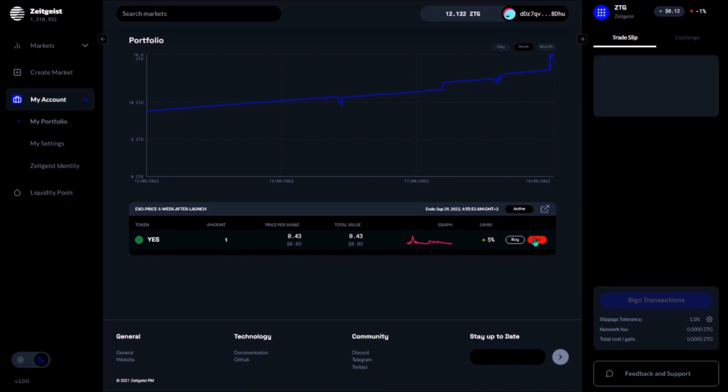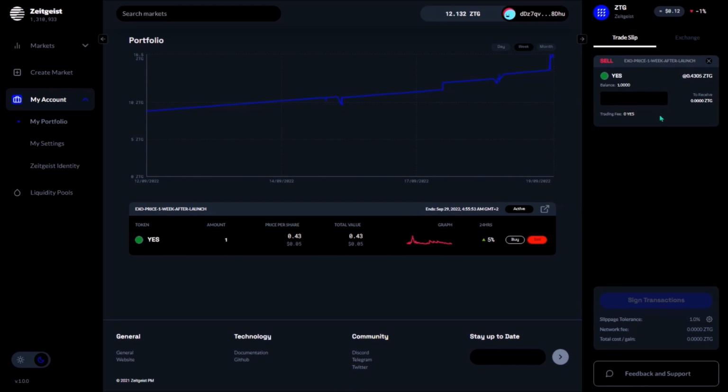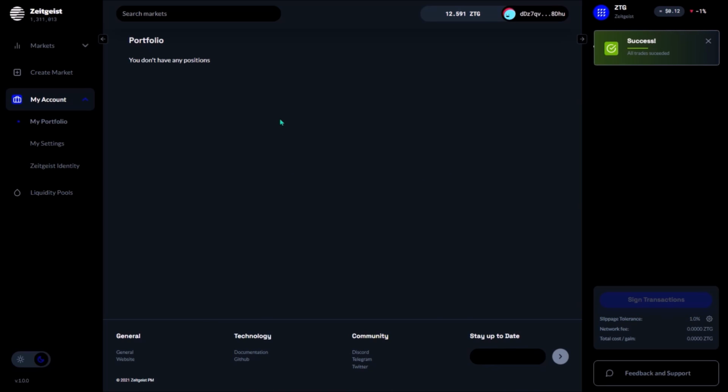I click sell, again this window appears. My balance is 1, so I can only sell 1. The current price of 1 token for which I'm selling in ZTG, and this is how much ZTG I will receive in total. Again, sign transactions, I sign with my password and I have sold 1 yes token. So the yes token is not anymore in my portfolio and my ZTG balance has increased by those 0.43 ZTG.